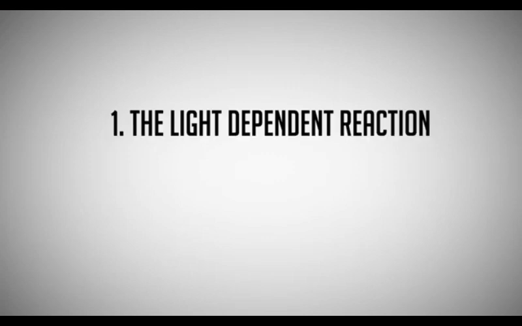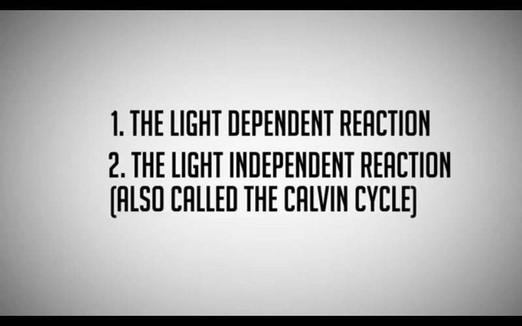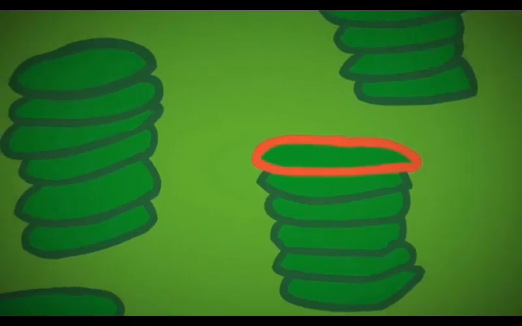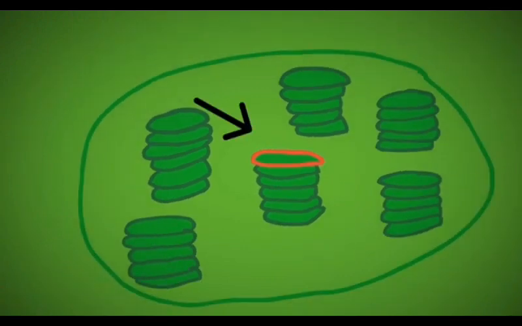Photosynthesis happens in two stages, the light-dependent reaction and the light-independent reaction, also called the Calvin cycle. The light-dependent reaction happens in the thylakoid membrane. The light-independent reaction, the Calvin cycle, takes place in the empty space within the chloroplast, the stroma.